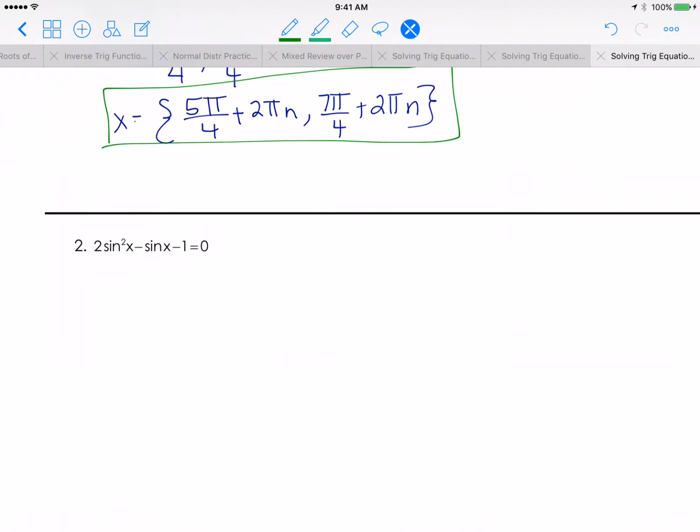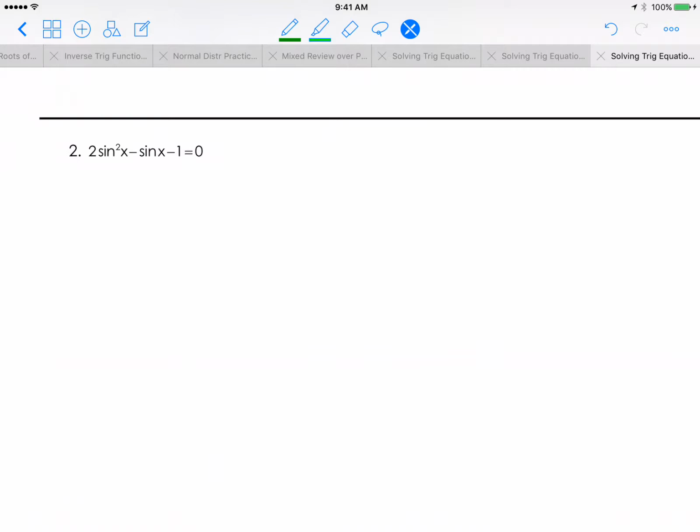So now let's look at number 2. And number 2 says 2 sine squared x minus sine x minus 1. So on this one, my first thought would be to try to factor this.